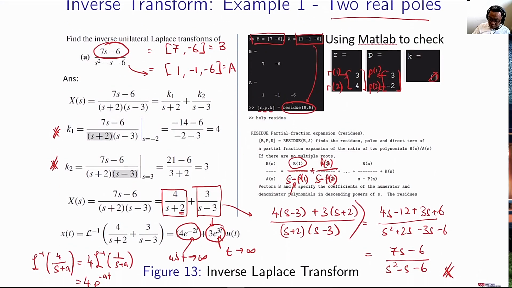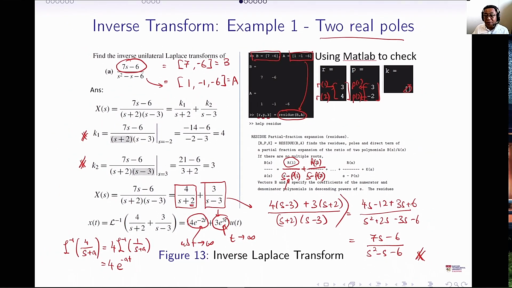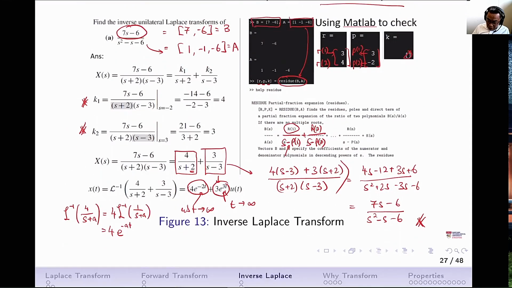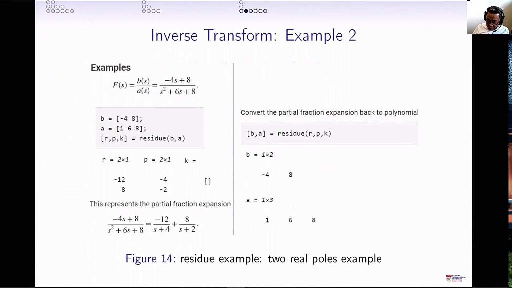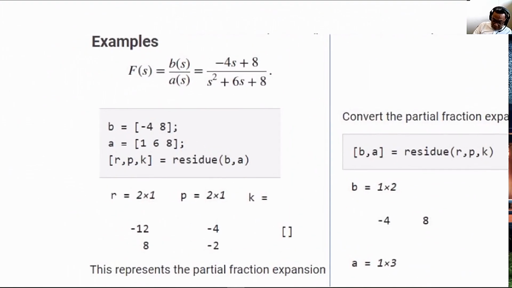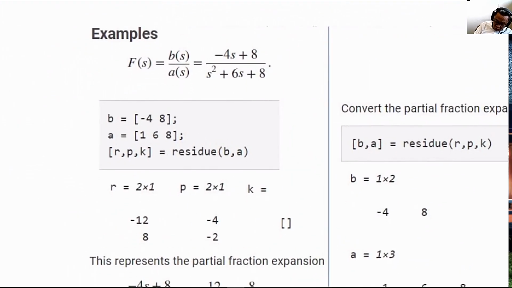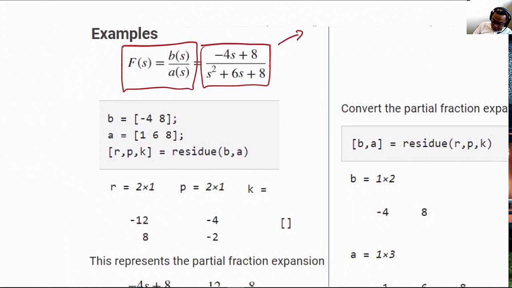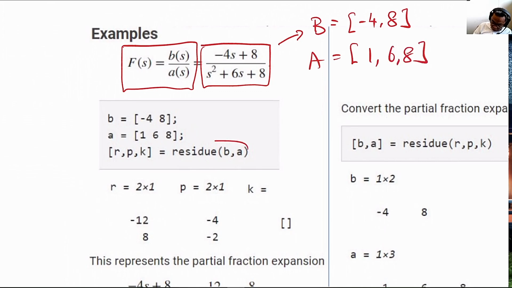Alright, so just go through this and you'll see the inverse Laplace transform for the first example. I'll now quickly do the inverse Laplace transform, second example. Again, you have to do it by hand, but I'm going to do it with MATLAB. We are given F(s) equal to this expression here. We set B equal to minus 4 and 8, and we set A equal to 1, 6, and 8. We use residue to find the R, P, K.